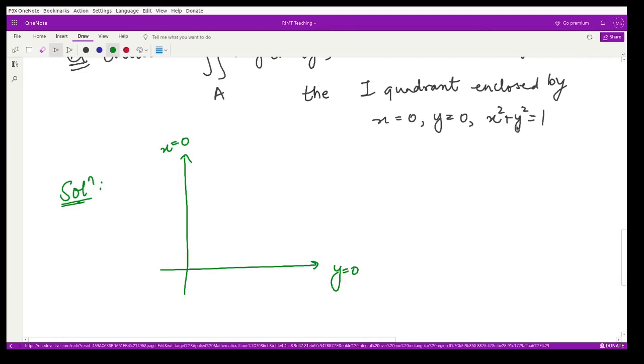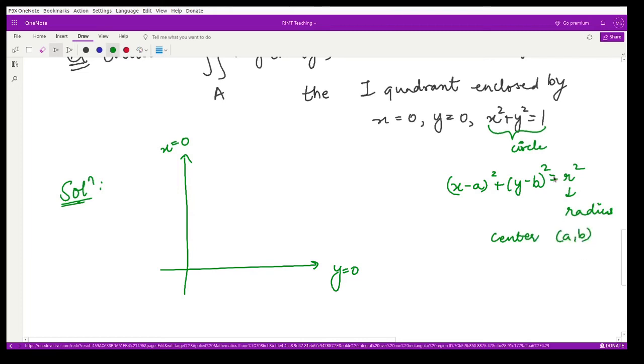And x square plus y square is equal to 1. This is your circle. Because the general equation for a circle, what is that? x minus a whole square plus y minus b whole square is equal to r square. Where what is this r? This is the radius, and your center of the circle is a comma b. So here in this case, your center is at 0 0 and radius is equal to 1.